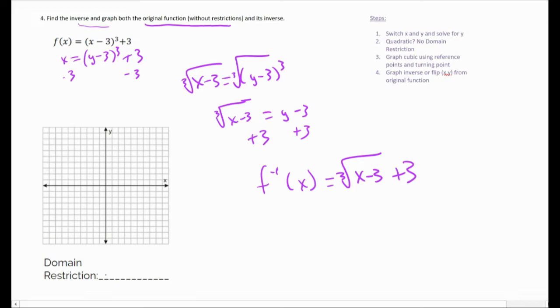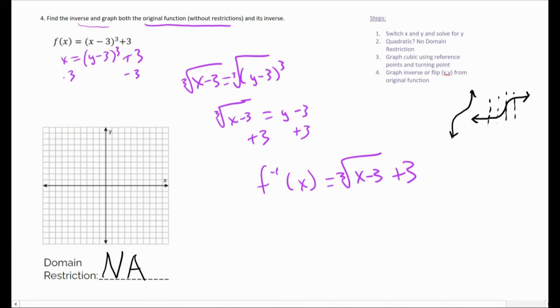The cool part about the domain restrictions is because we're dealing with a cubic function and a cube root, there are no restrictions, basically because when we take the inverse of a cubic function, we still get a function. There's no point where there is two outputs for a single input.